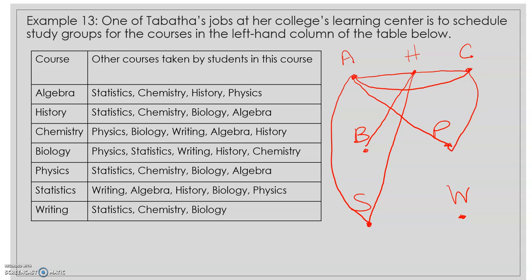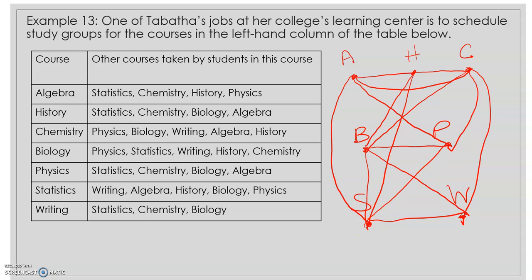Chemistry and physics, chemistry and biology, chemistry and writing, chemistry and algebra, chemistry and history. Biology and physics, statistics, writing, history, and chemistry. Statistics with writing, algebra, history, biology, and physics. Writing with statistics, chemistry, and biology.